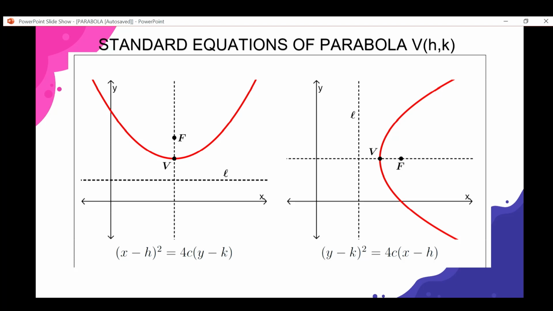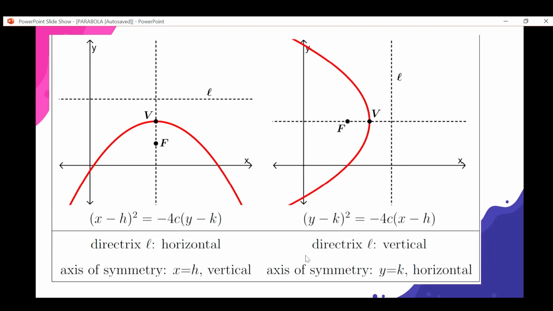Parabola whose vertex is at (h, k). These are the standard equations of the parabola when the vertex is at (h, k). The first one, when the parabola opens upward, is (x minus h) squared equals 4c times (y minus k). And when the parabola opens downward, the coefficient of y just becomes negative: (x minus h) squared equals negative 4c times (y minus k).